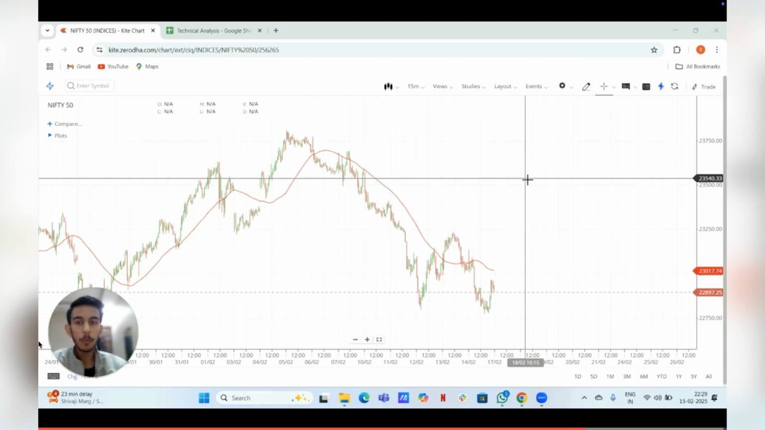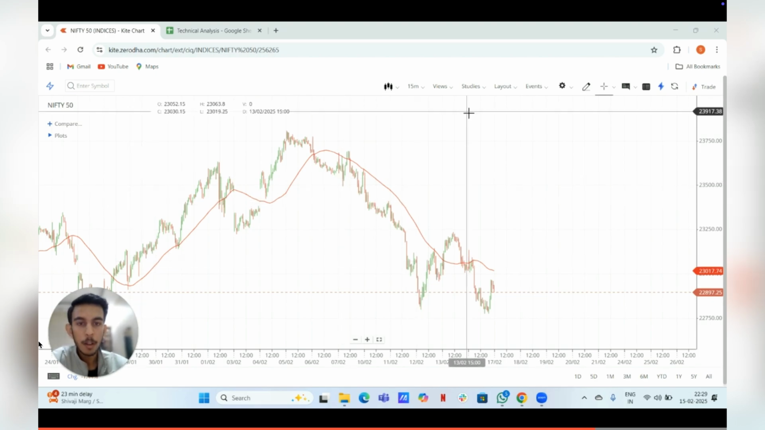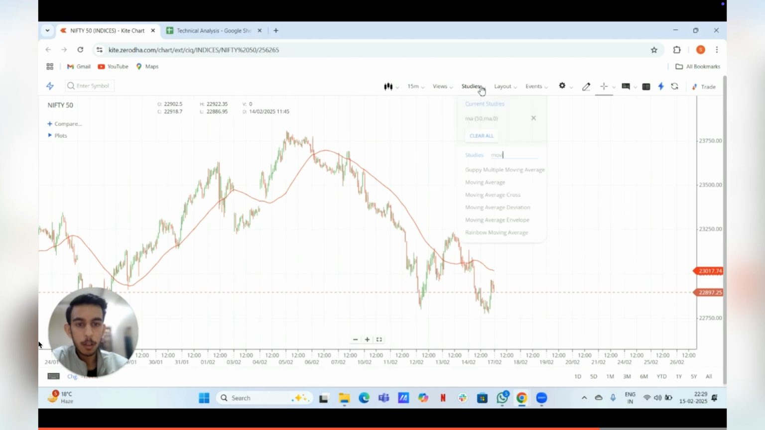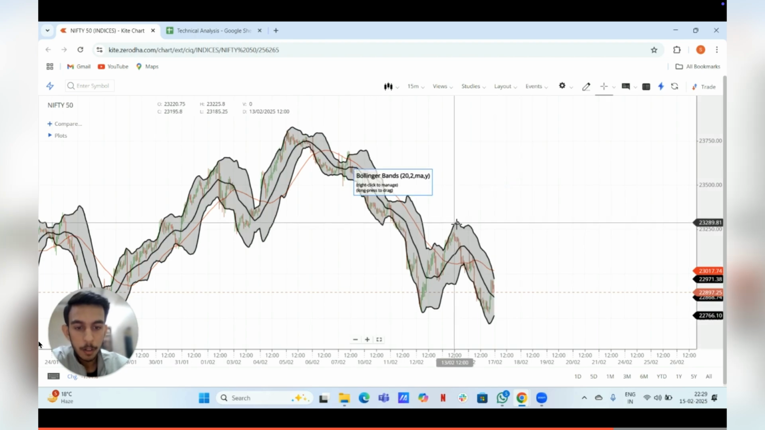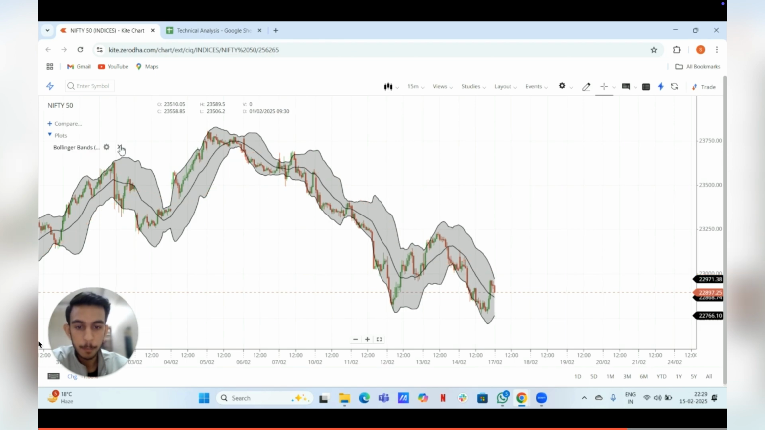So let's move on to the second indicator which I would be telling you about. It's named Bollinger Bands. I would show you how it can be put into the chart. So let's first remove the EMA to make it simplified.